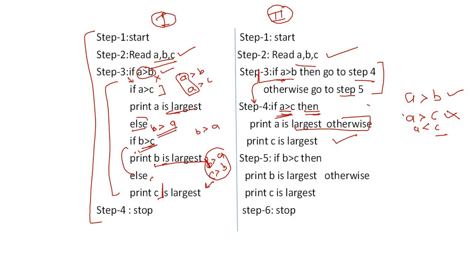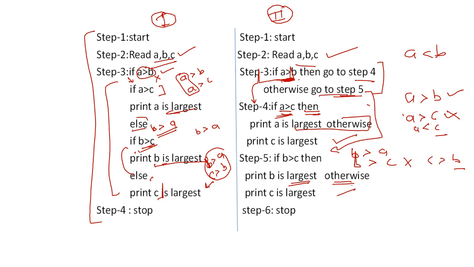Again, let's say in the first case A is not greater than B, so whatever condition we have chosen at this place is false. So where will it go? It will jump to step number 5. That is, B is greater than A, then it will check is B greater than C. If B is also greater than C, then we get B is the largest. Otherwise, this is not true, then C is greater than B. Again, B is greater than A and C is also greater than B, so C is the largest. So these are two different methods of writing an algorithm.